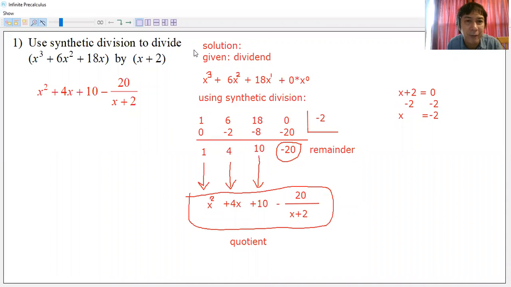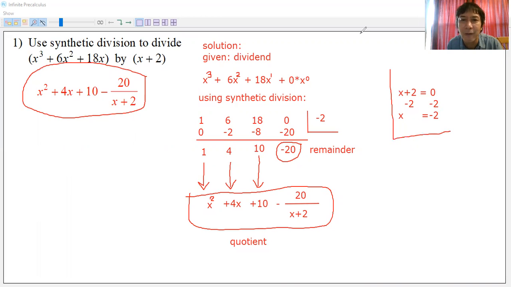We can verify the answer from the database there. It's over here. You can see the answer over here. I hope you were able to see how it's done for our synthetic division.